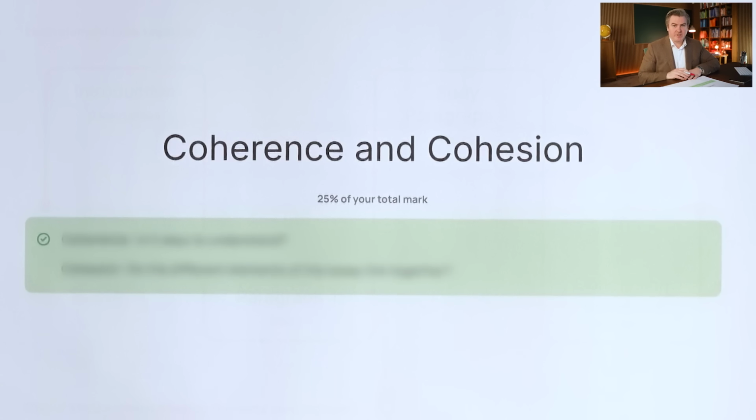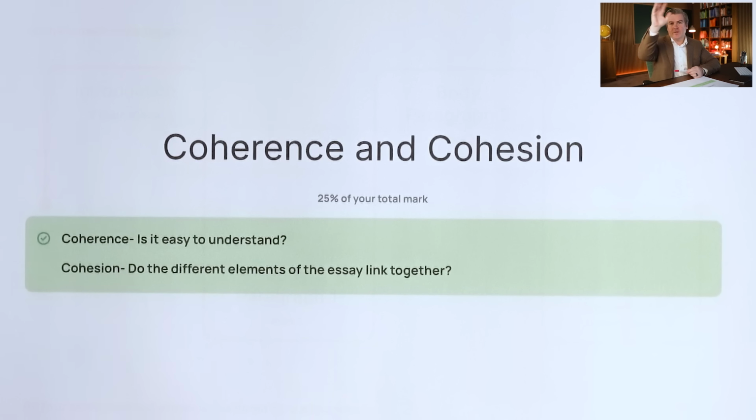The next 25% is something called coherence and cohesion. Coherence: is your essay clear? Is it easy to understand? And cohesion refers to, are the elements of the essay linked together? Not lots of linking words, that's not what cohesion means. It's, are the different parts of your essay cohesive? We'll talk about that in a little bit more detail because it's really important you understand that.